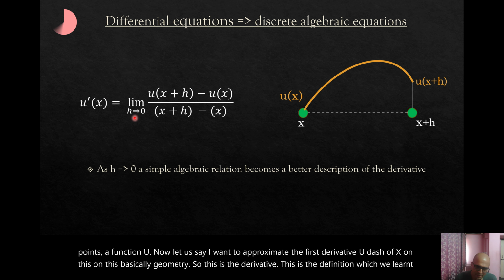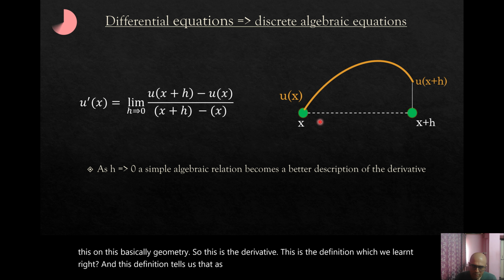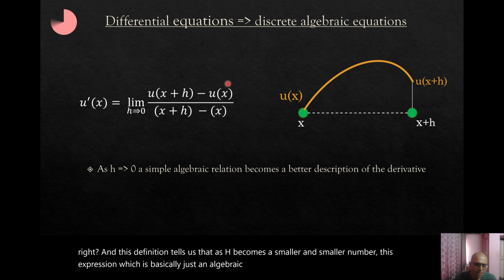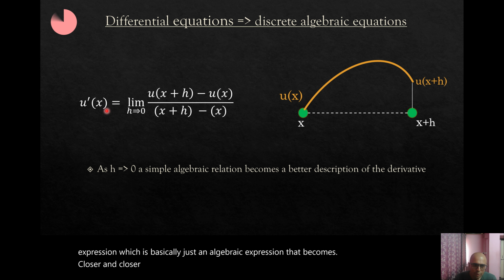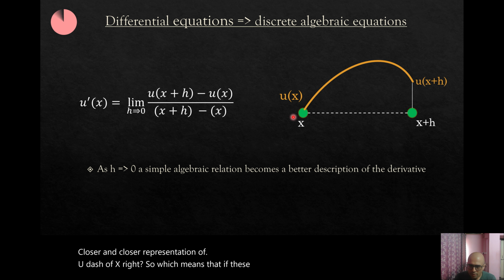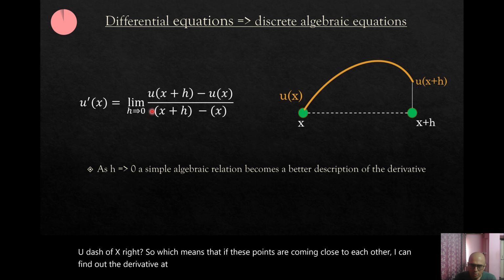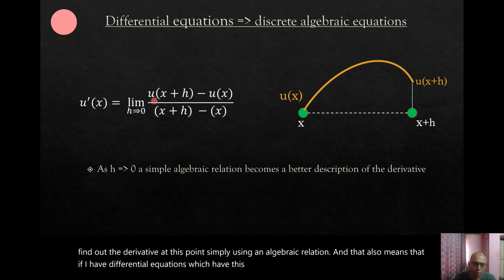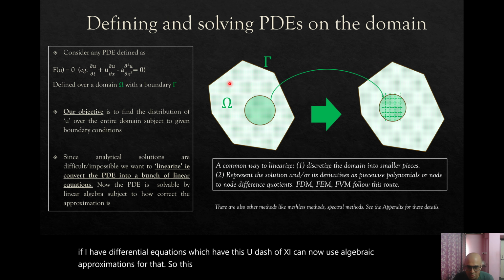And this definition tells us that as h becomes a smaller and smaller number, this expression, which is basically just an algebraic expression, becomes a closer and closer representation of u dash of x, right? Which means that if these points are coming close to each other, I can find the derivative at this point simply using an algebraic relation. And that also means that if I have differential equations which have this u dash of x, I can now use algebraic approximations for that. So this leads me to the concept of discretization.